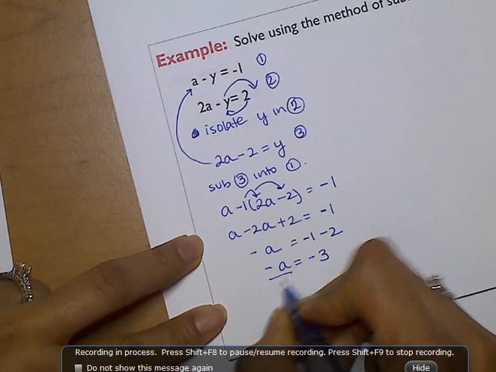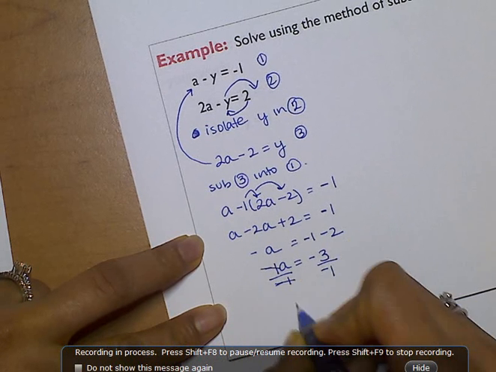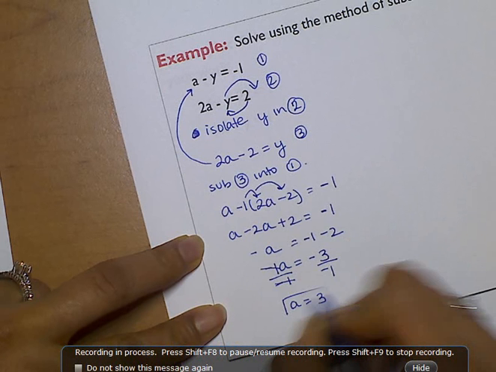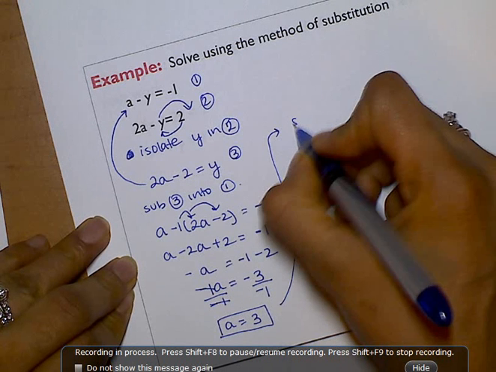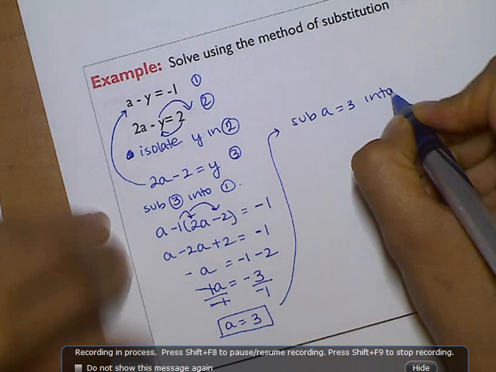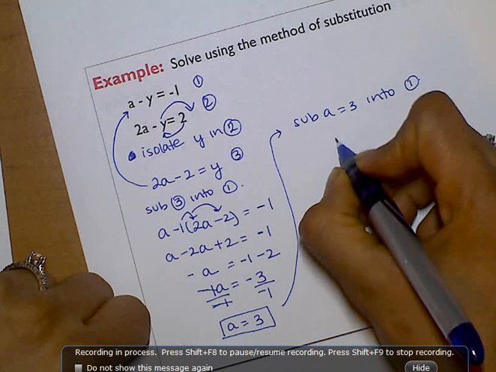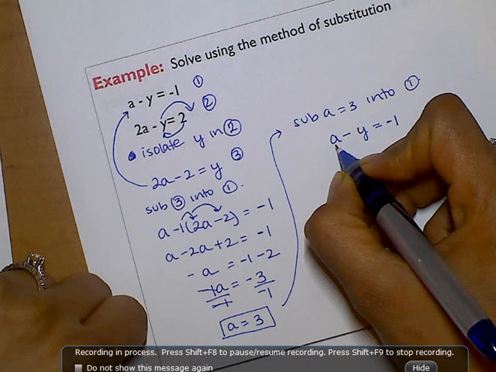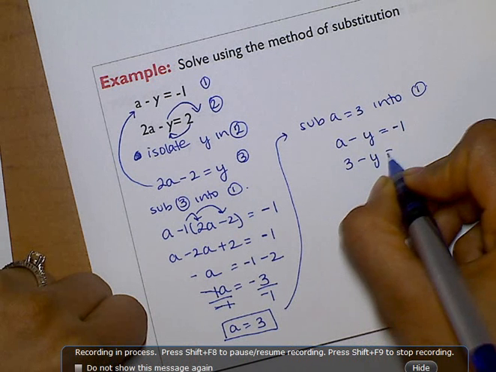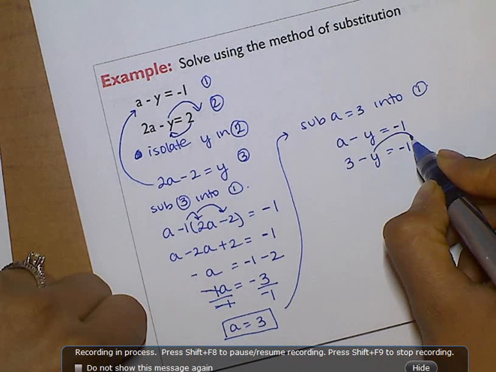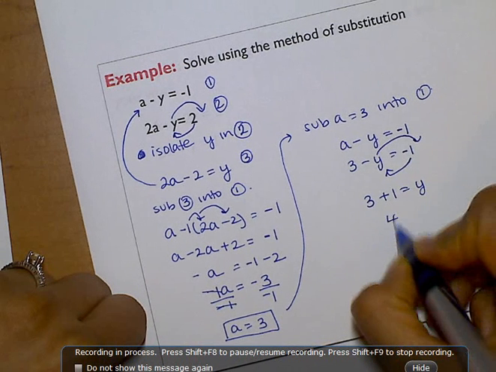Okay, you're now going to sub a equals 3 into any one of the equations, either 1 or 2. I'm going to use number 1. So here I have a minus y equals negative 1. Anytime I see an a, I'm going to substitute in 3. So 3 minus y equals negative 1. I'm going to move the negative y to this side and negative 1 to this side. So 3 plus 1 equals y, and that's a 4. So therefore, my solution, which is x comma y, in this case it's a comma y instead of x, is going to be 3 comma 4.